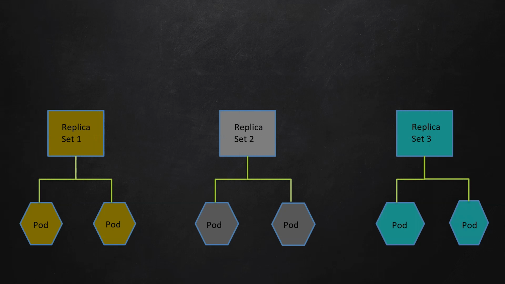A replica set is responsible for maintaining a stable set of replicas of a pod, and it does this by creating or deleting pods as needed. It monitors the state of the pods it manages, and if a pod fails or is deleted, it replaces it with a new one to maintain the desired number of replicas.